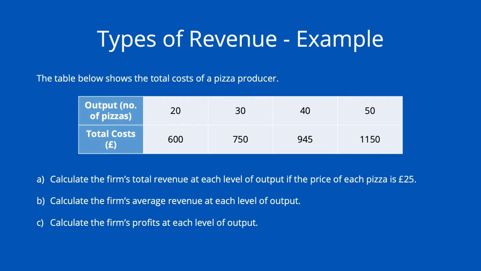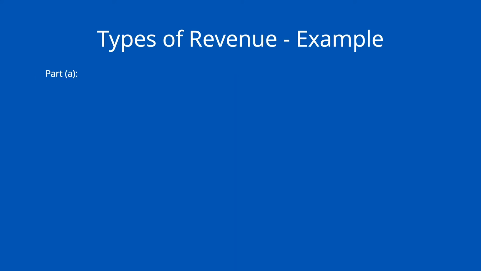Here's another sample question. Again, pause the video now if you'd like to try this out yourself. Part A was asking us to calculate the firm's total revenue at each level of output when the price of each pizza is £25. Total revenue equals price times quantity, so applying that calculation for each column gives us these answers.